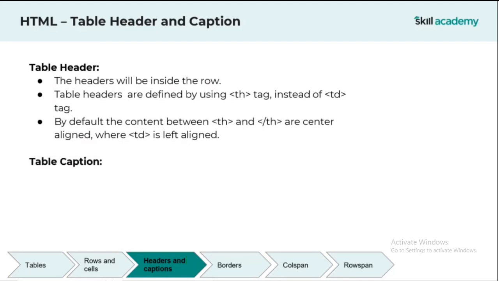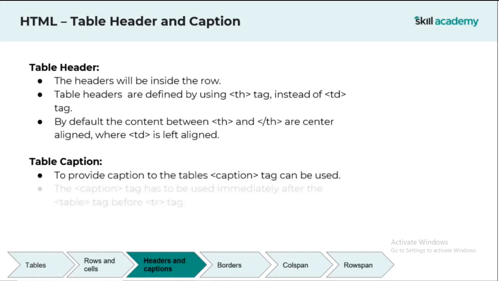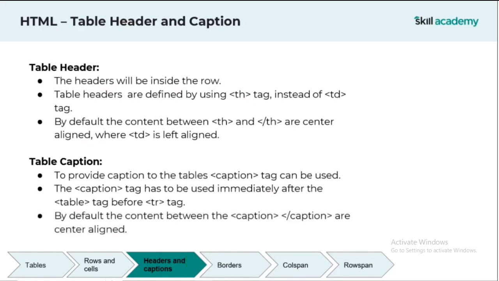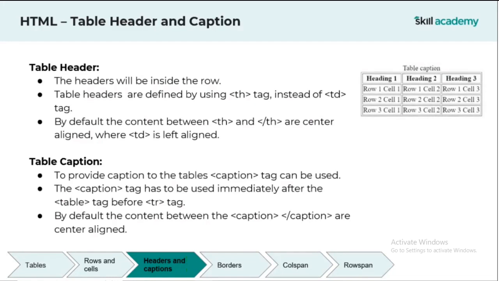Then we have table caption. If you want to provide a title to your table, then you can use caption. So to provide caption to the tables, use caption tag. The caption tag has to be used immediately after the table tag before tr tag. And by default, the content between the opening caption and the closing caption are center aligned. So one by one, guys, we are going to understand table row, table data, table header and table caption.